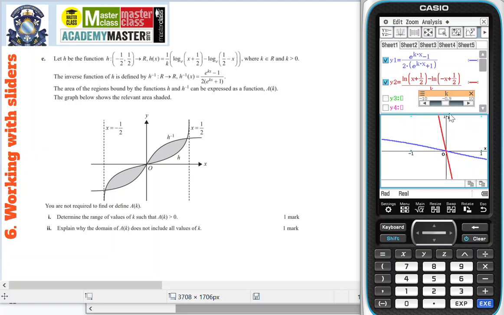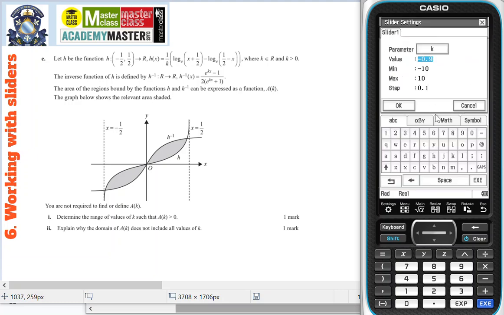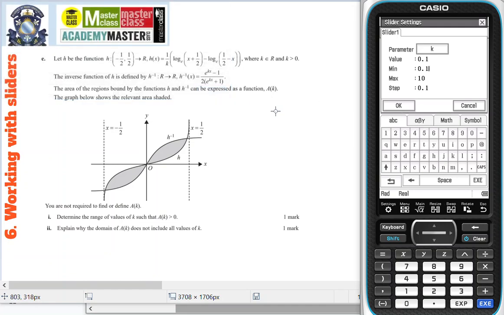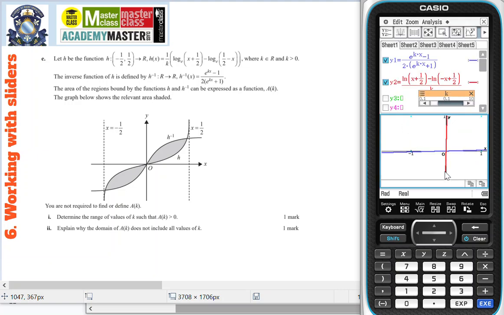And I can see that when k is negative 0.9, k can't be negative, by the way. So I need to change my values from 0. Now it can't be 0 either. So I'm going to put 0.1. The minimum value is 0.1. And my steps are going to be 1 to start off with, and go OK.